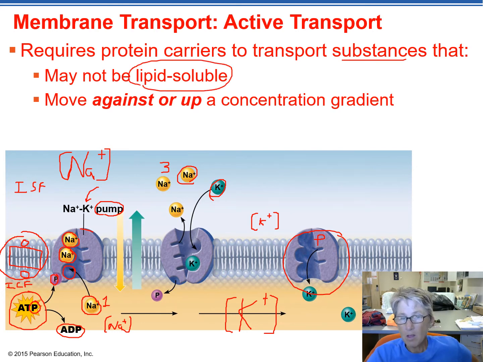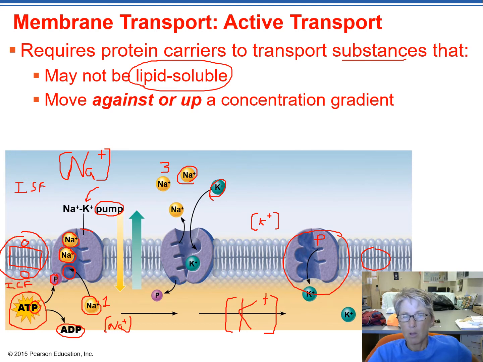If you were a lipid soluble molecule, that means you could pass freely across the phospholipid bilayer, because you would be soluble in this giant hydrophobic layer in the middle.